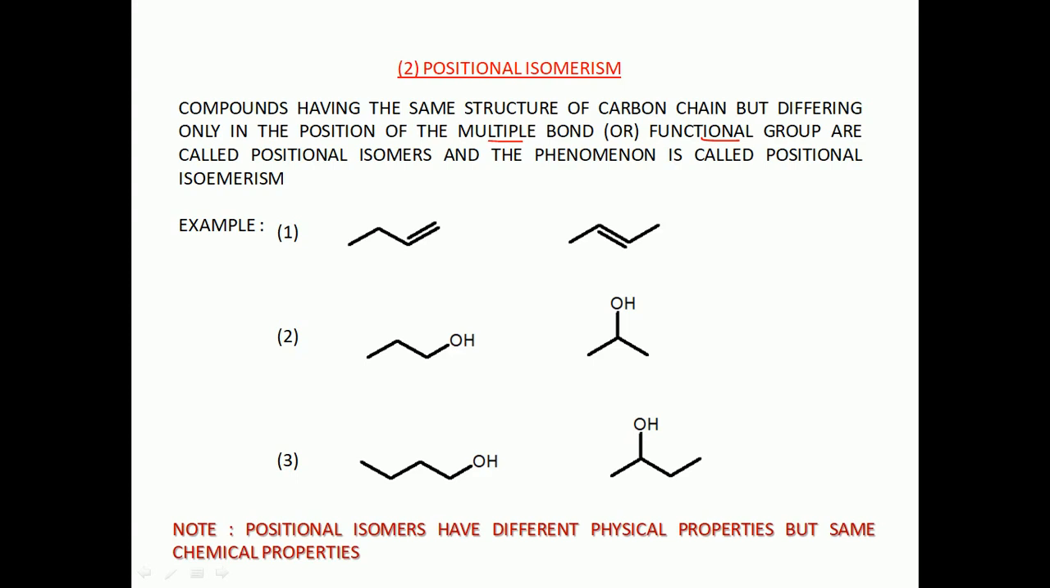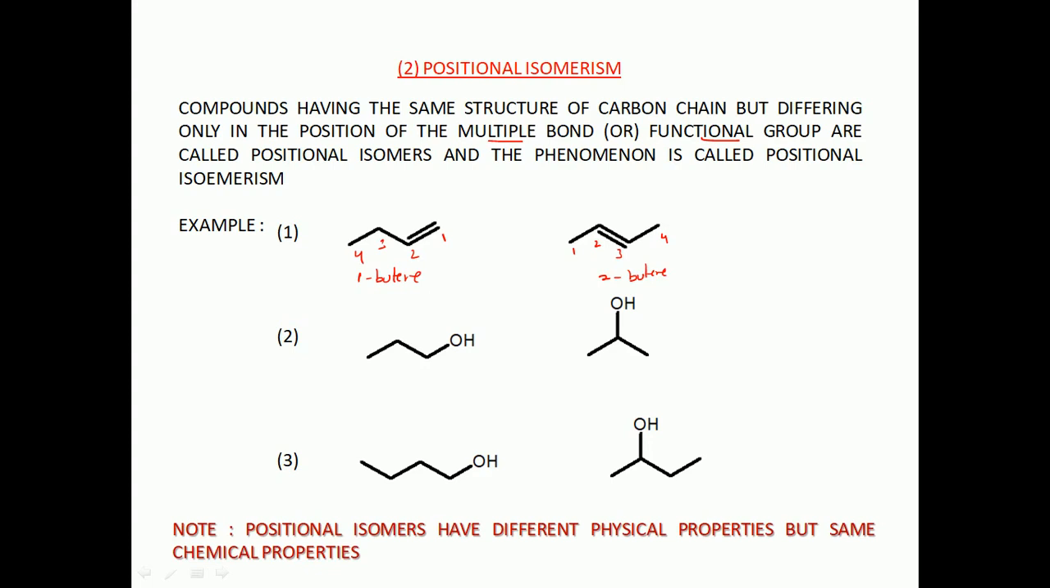What is the name of the first structure? The first structure name is 1-butene because the double bond is on the first carbon atom. So numbering we are giving from right to left: 1, 2, 3, 4. The name of the structure is 1-butene. What about the second structure name? 1, 2, 3, 4. You can number this from either side of the molecule, either from the left side or from the right side. So the name of the molecule is 2-butene. Both have the same molecular formula.